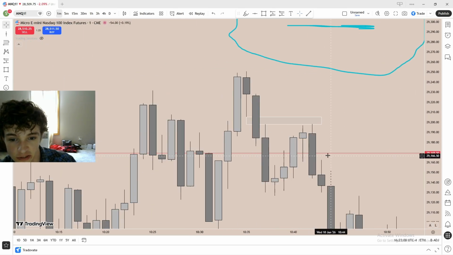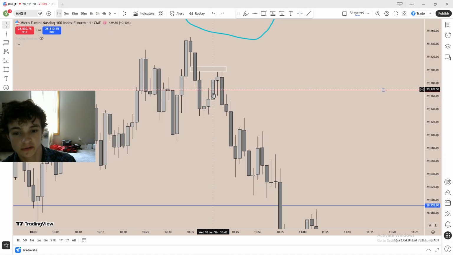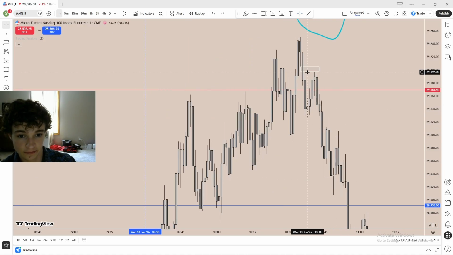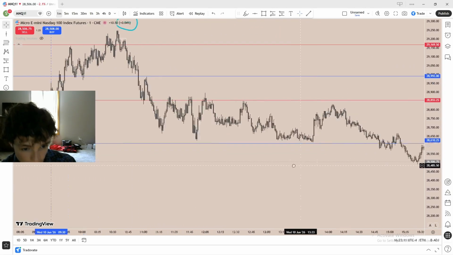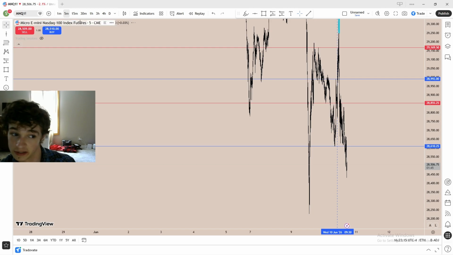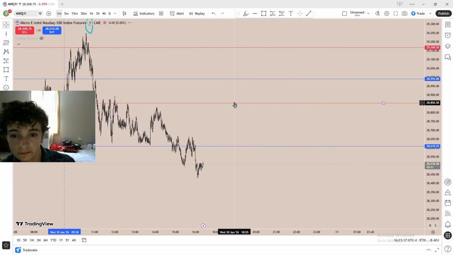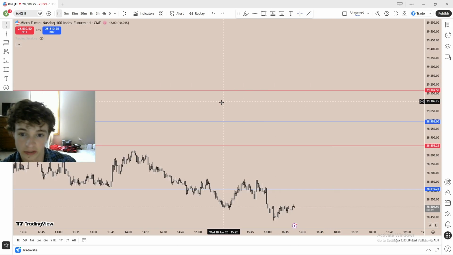And the cleanest rejection I've seen since I tried asking a girl out. Cleanest rejection down all the way to London lows. I mean London highs. Well, actually, we went all the way down to London lows. It would have been a long trade, but London lows was it. So that's just an example of liquidity sweeps.